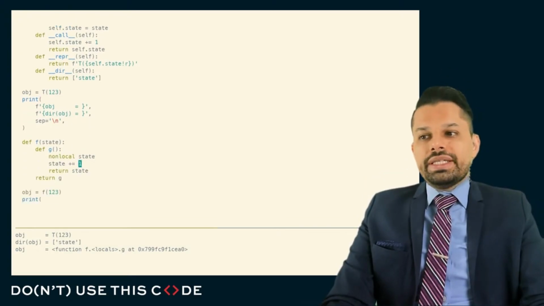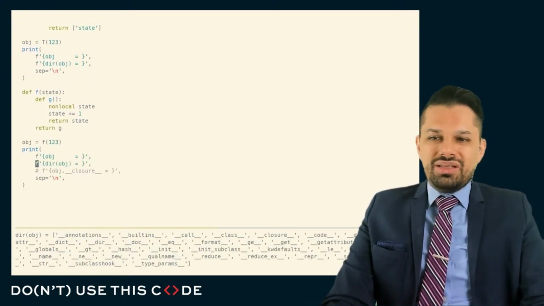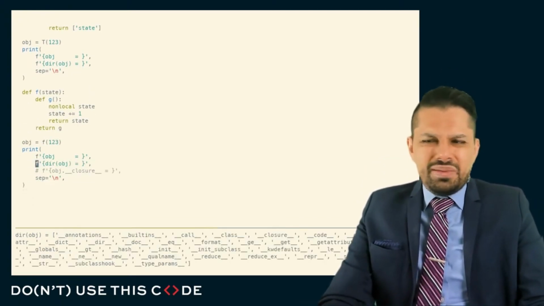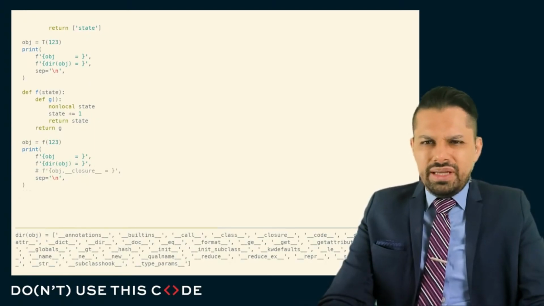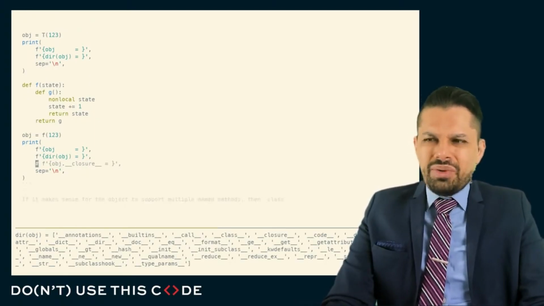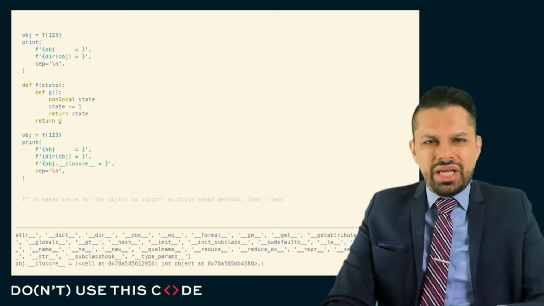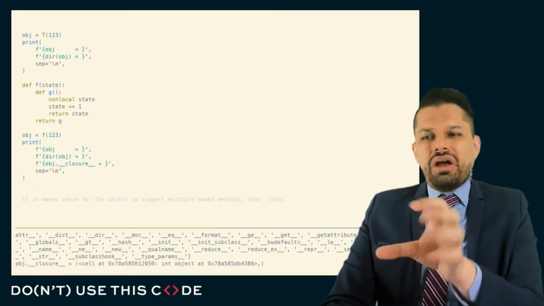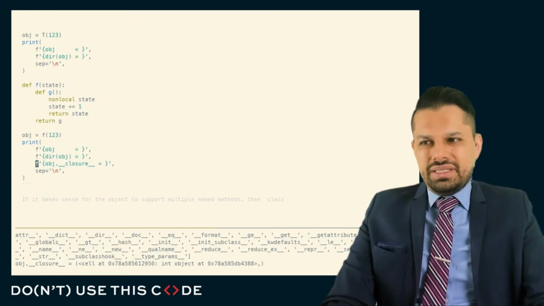If we did the same thing with a closure, well, look at the dir. It's a dir on a function. This just isn't very indicative of anything, and somebody would have to explicitly look at the underlying closure in order to figure out, oh, there's some state lurking behind the scenes.